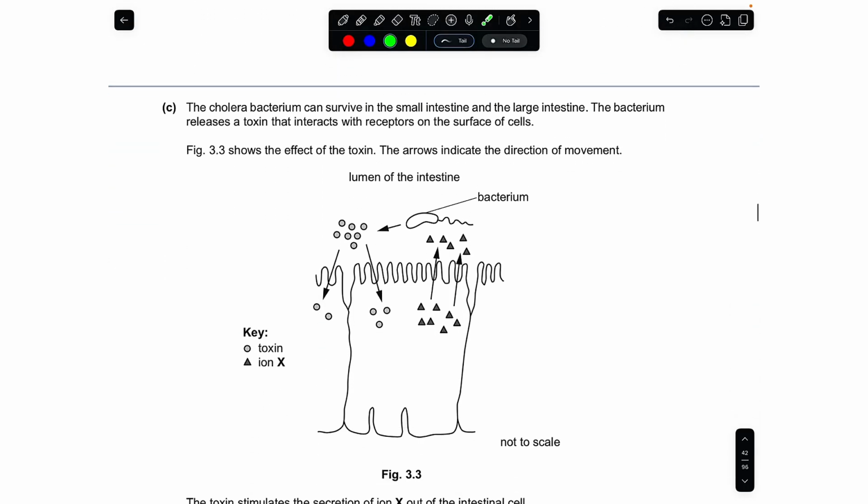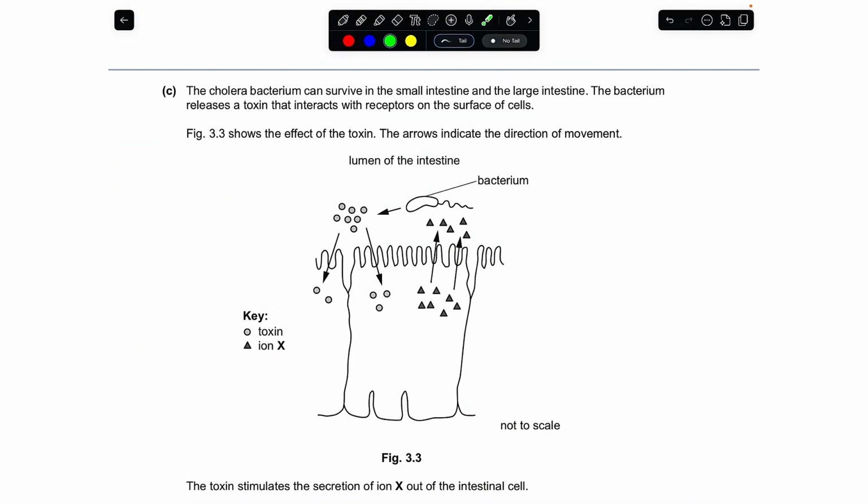If I were to go toward its C part, here they talk about the bacterium, which is Vibrio cholerae, and they say that this cholera bacteria, once it has come into the small intestine, can survive not only in the small but also the large intestine. The bad thing about this bacteria is that it releases a toxin, and once the toxins get released out of the bacteria, Vibrio cholerae, they can interact with the receptors on the surface of the cells. And you see the cell is the same, which is the epithelial cell of the villi.